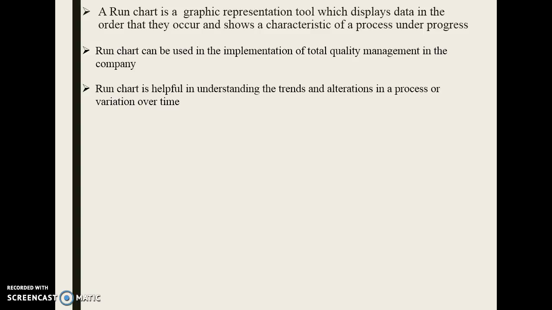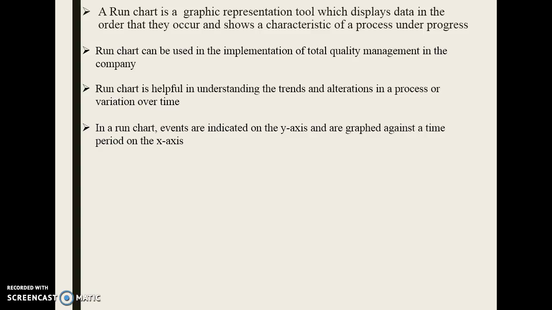The third point is that a run chart is helpful in understanding the trends and alterations in a process, or variation over time. It's obvious that once we get to know the process flow clearly, then if there are any variations, we will get to know the alterations using the trend variations. Next, in a run chart, events are indicated on the y-axis and are graphed against a time period on the x-axis.